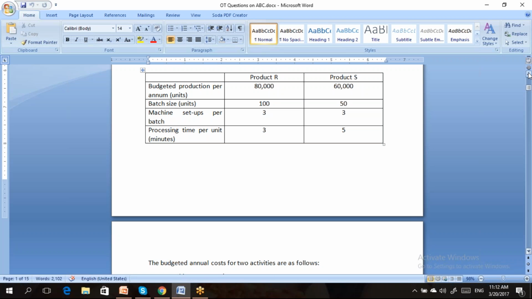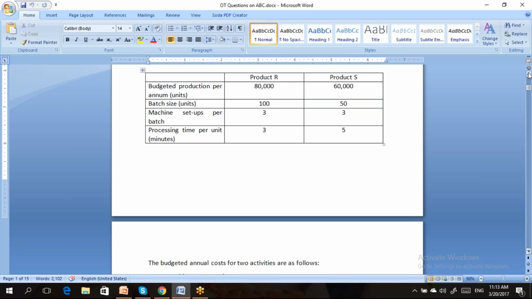3,600 into 30 is the total setup cost for the product S. So that is 108,000. How many units are they producing for those? The total is 180,000 cost, divided by 6,000, that is 30 per setup. Yes, 30 per setup.